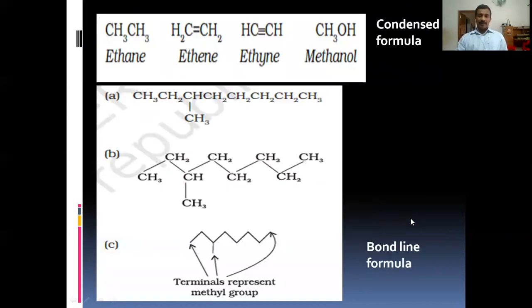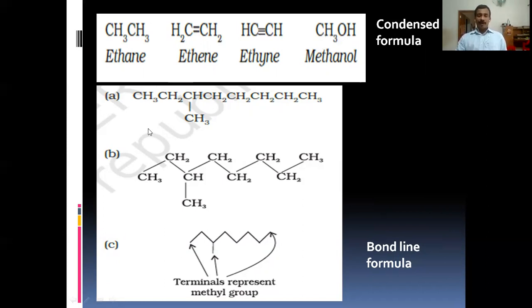Now the condensed formula. What is a condensed formula? Here you can see CH3CH3. The bonds are not shown here. Condensed formula of ethene, only the double bond is shown: CH2=CH2. Ethyne, only the triple bond is shown: CH≡CH. Methanol, CH3OH. No bond is shown here. It is known as the condensed formula.